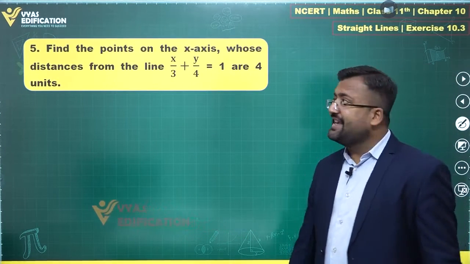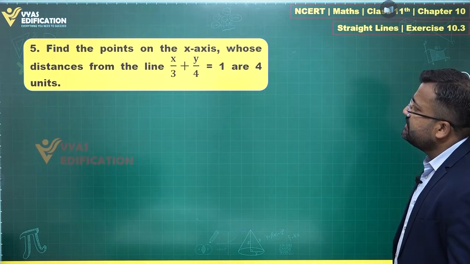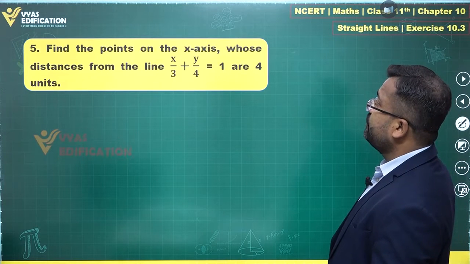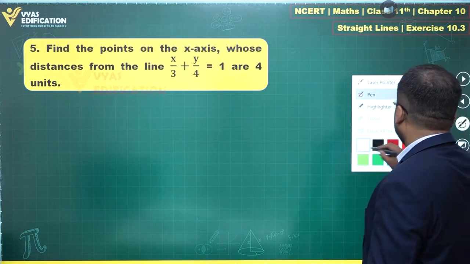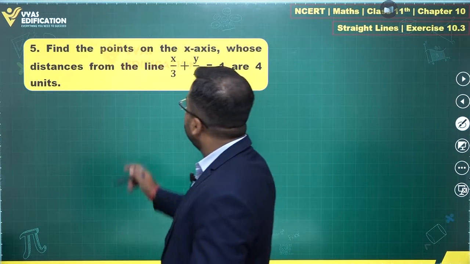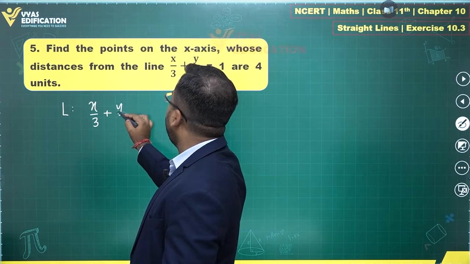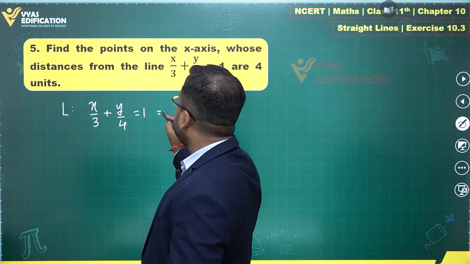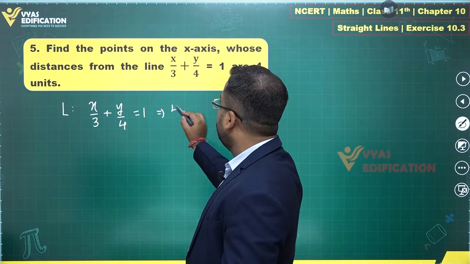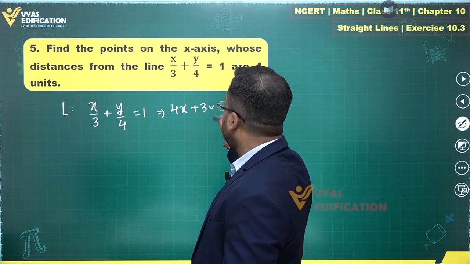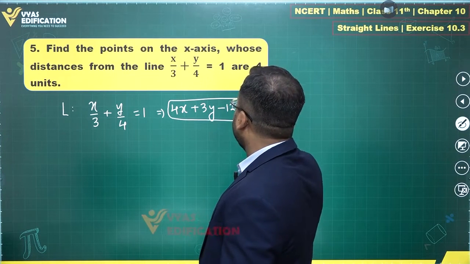The fifth question says, find the points on the x-axis whose distances from the line given are 4 units. Points on the x-axis are being asked. The line is x by 3 plus y by 4 equal to 1. Let's try to rearrange this a bit. Let's multiply by the LCM of 3 and 4, which is 12. This becomes 4x plus 3y minus 12 is equal to 0. This is the equation of the line.